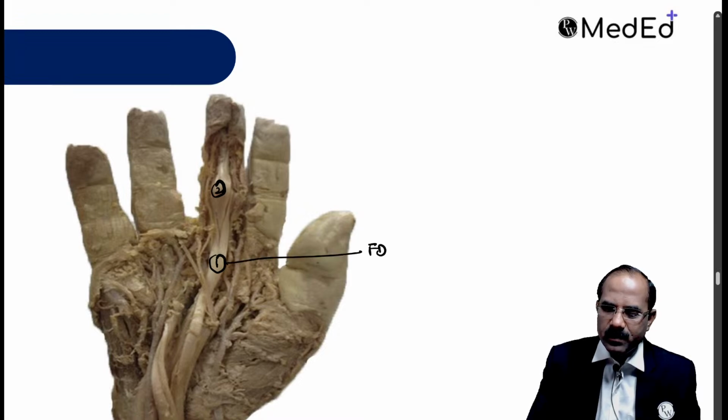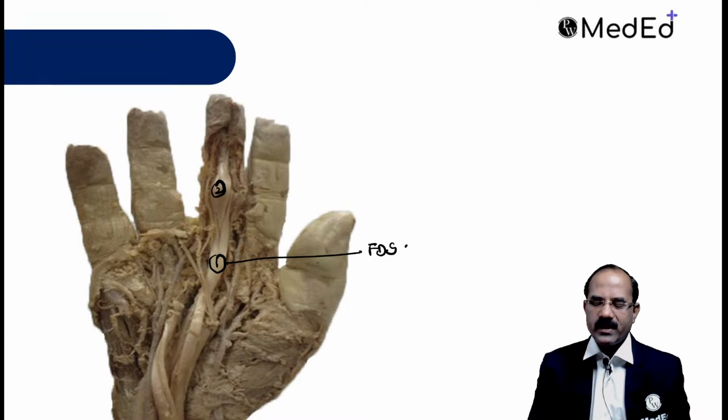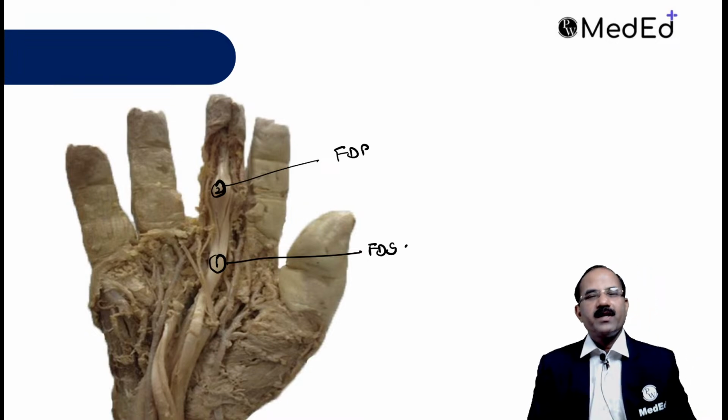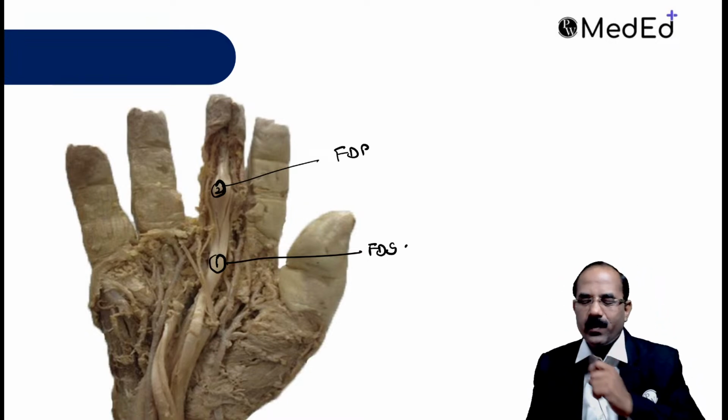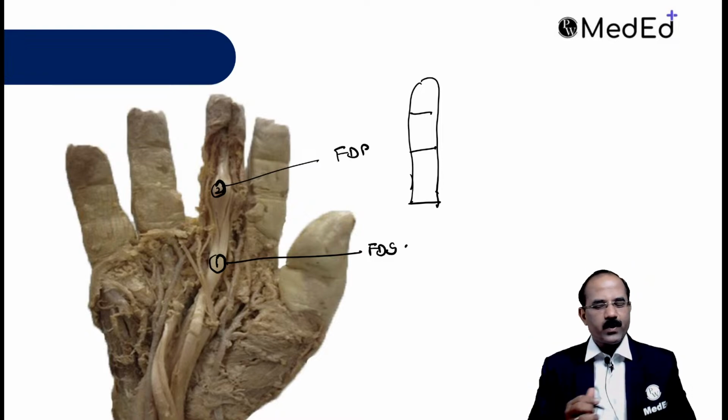flexor digitorum superficialis. How do you know this? That's the tendon of flexor digitorum superficialis. And then number 2 is the flexor digitorum profundus. How do you know? See, look, that's the finger, that's the distal phalanx, that's the middle phalanx, and that's the proximal phalanx. These are the 3 phalanges, right children?